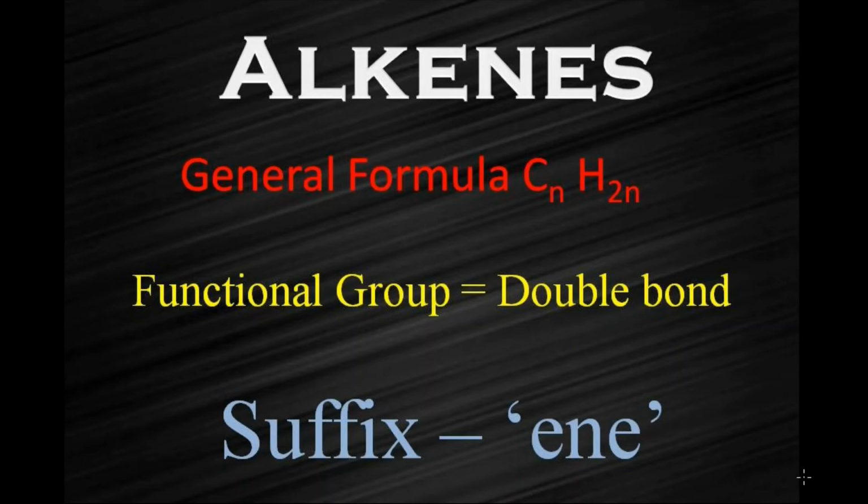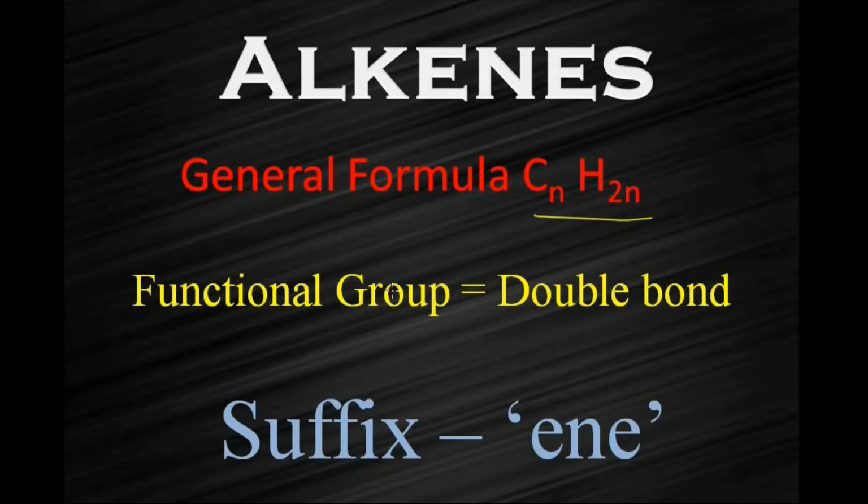Hi everyone. In this video, we are going to discuss alkenes. Alkenes are one among the hydrocarbons. The general formula for alkenes is CnH2n. That's it, CnH2n. In alkane, it will be CnH2n+2. But in the alkene, the general formula is CnH2n alone.